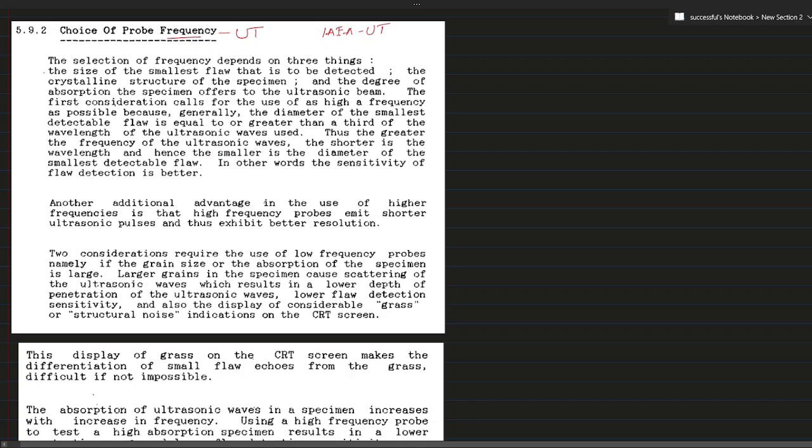One is the size of the smallest flaw that is to be detected. The second one is the crystalline structure of the specimen, and the third one is the degree of absorption the specimen offers to the ultrasonic beam. First we'll see what the first factor is. What is the smallest defect you want to find? The smallest flaw you want to detect.